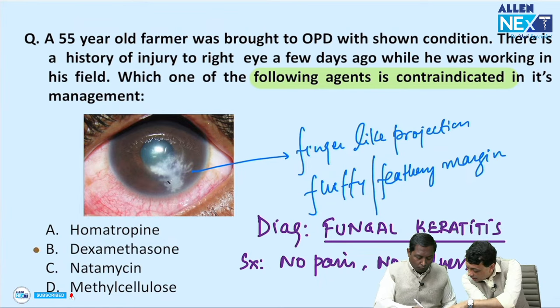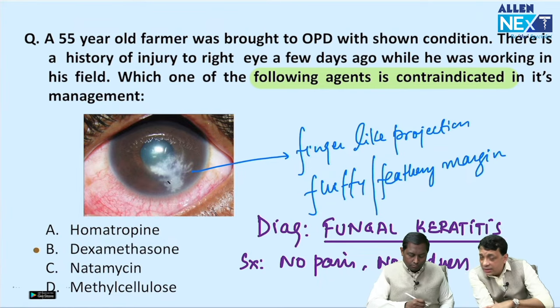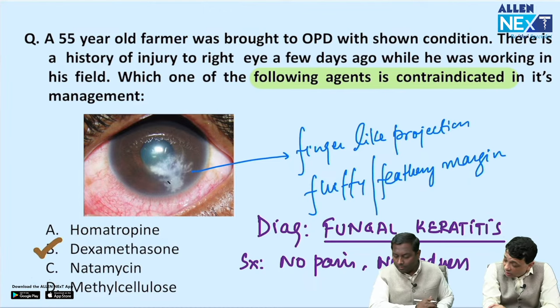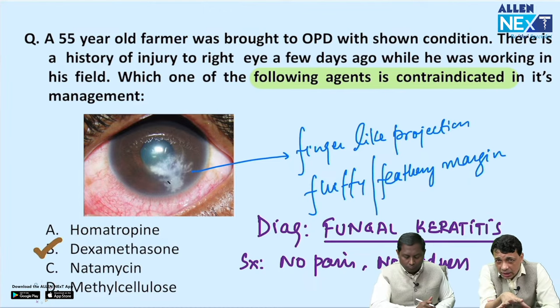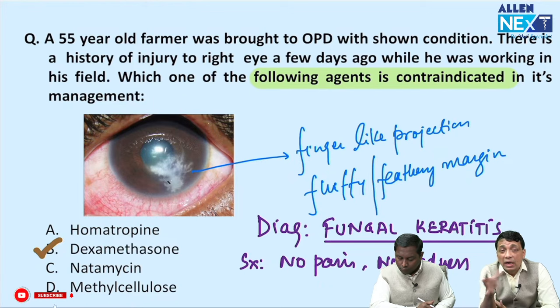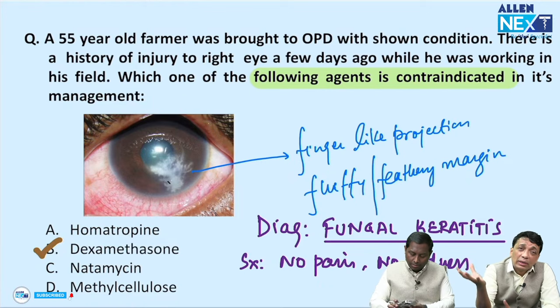The contraindicated drug here, ladies and gentlemen, is going to be B, and that's dexamethasone, steroids. Steroids are contraindicated in most ulcers, but putting steroid in a fungal ulcer is like putting, as you mentioned, Dr. Shuma.